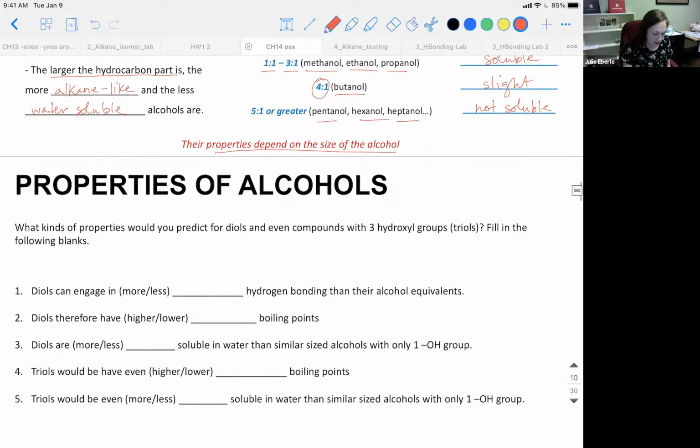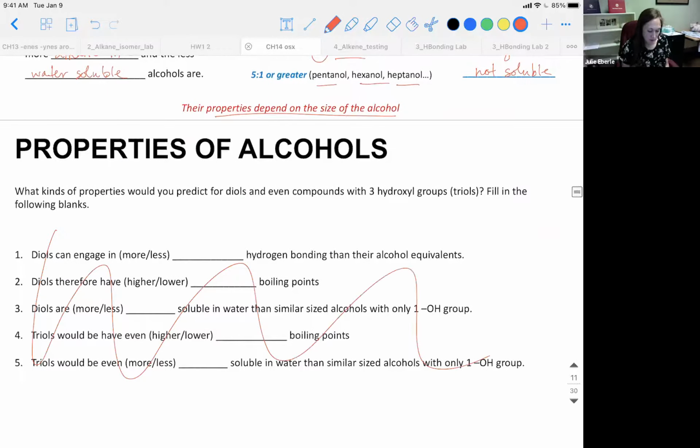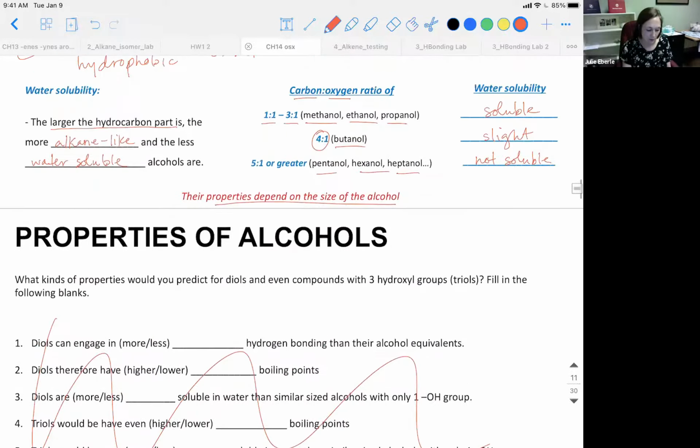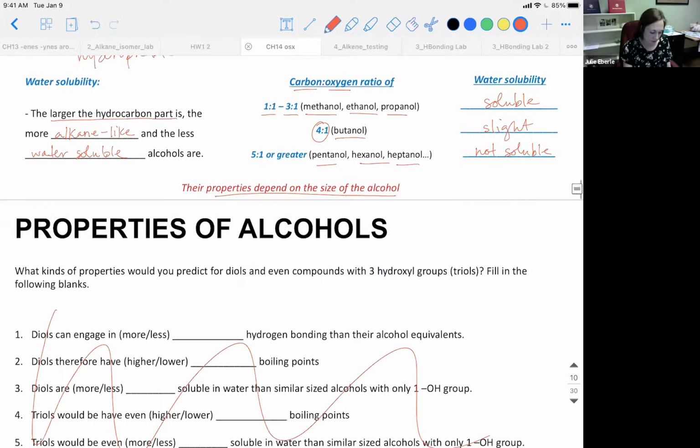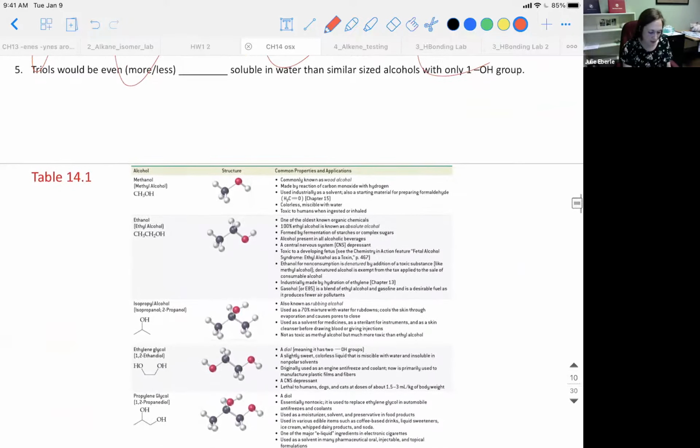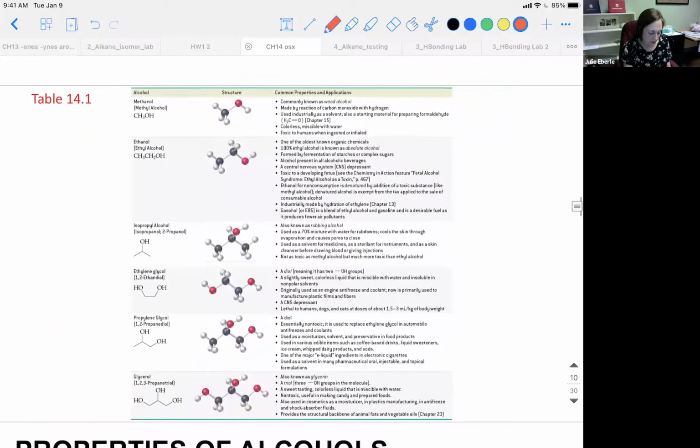We're gonna skip over this slide because it's all diols and triols. The more OHs you have on your molecule, the more soluble it is. So for example, we're actually gonna get to a practice problem on that in a minute. But anyways, we're gonna move on.